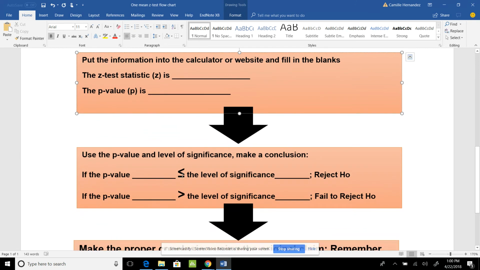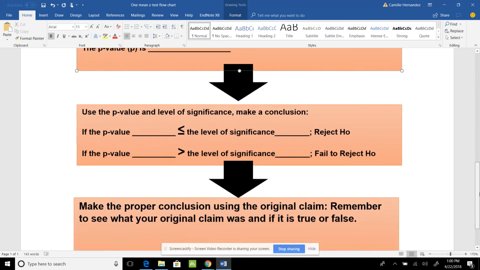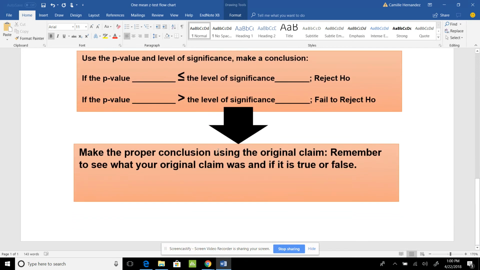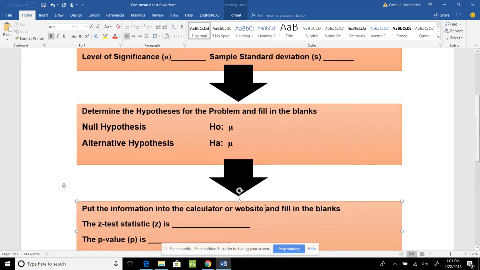If your p-value is less than or equal to the level of significance, reject your null. If your p-value is greater than your level of significance, fail to reject the null. And then you're going to make the proper conclusion using the original claim. Remember, you want to see if the original claim was what it was and if it was true or false. So that's really what we're doing.